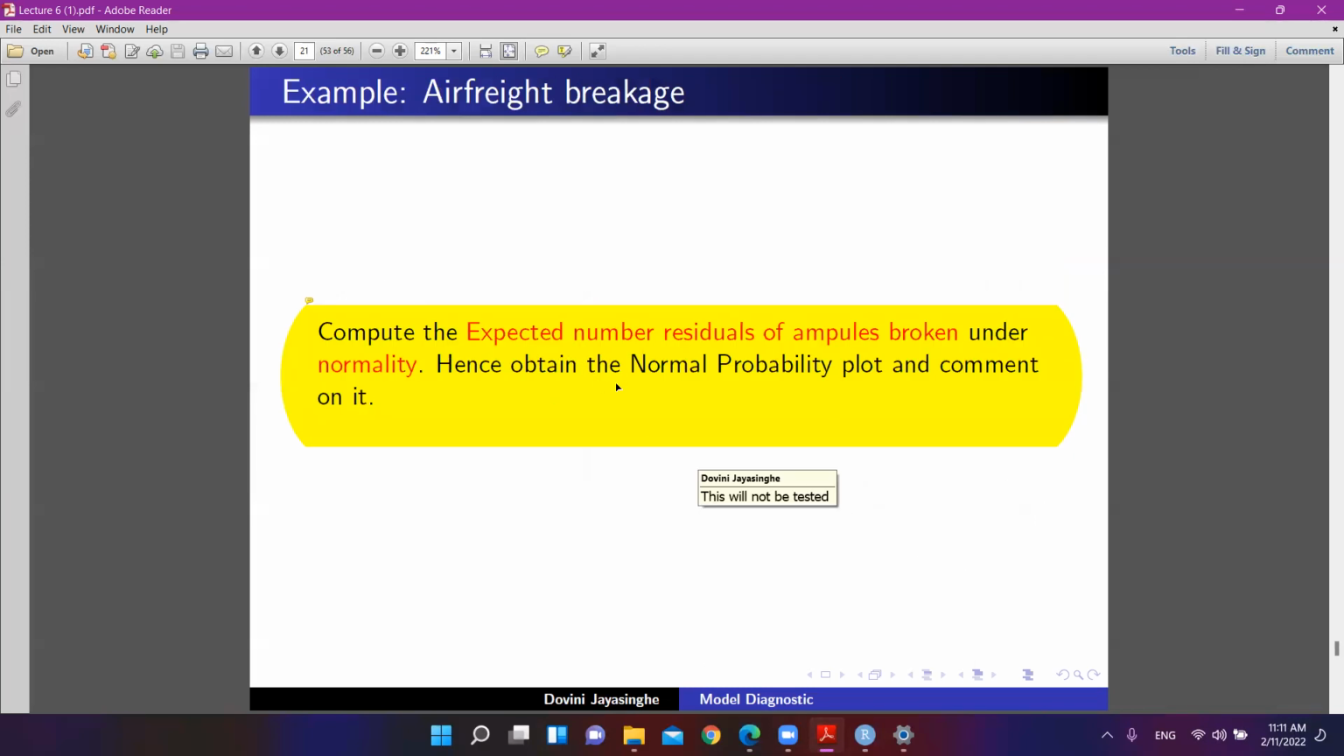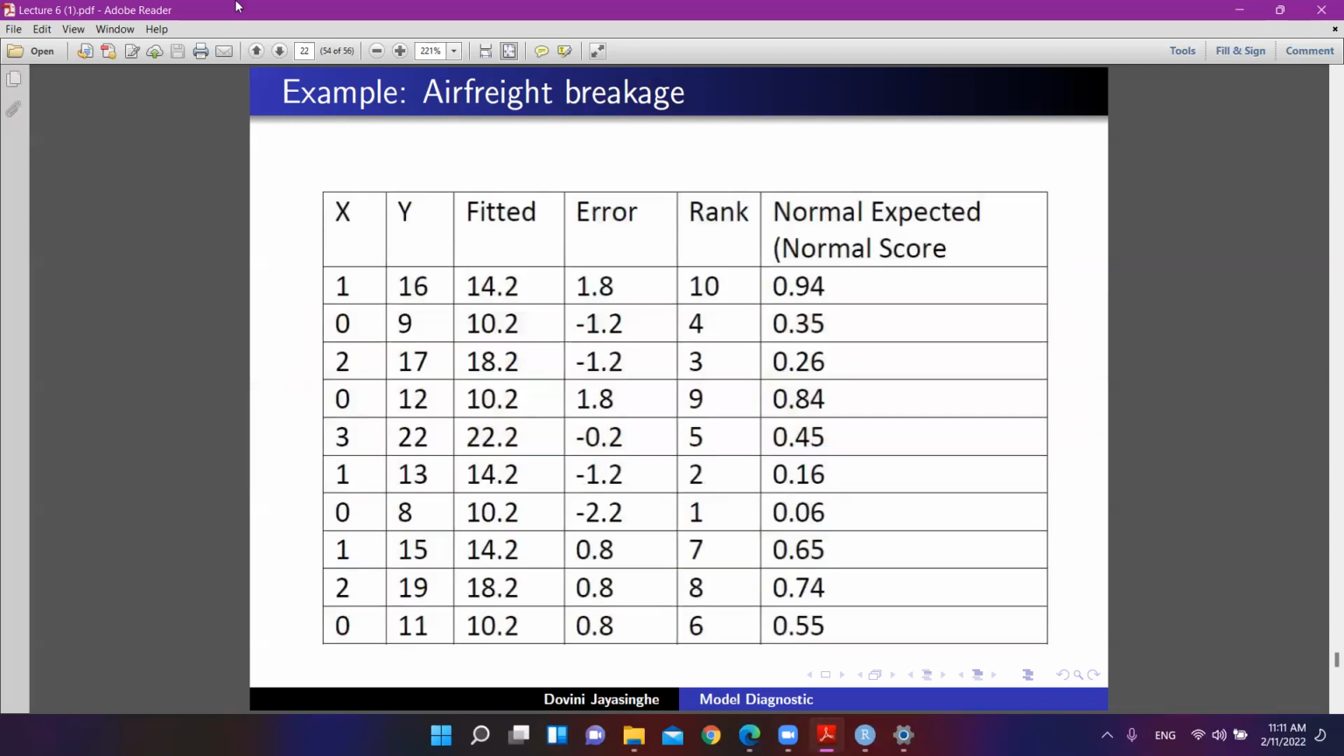So compute expected residuals of the ampules. So this is the air freight brake example, the same example that we were referring to all these days. Under normality, hence obtain the normal probability plot. So this is just for your knowledge. I put a comment here. This will not be tested. So you don't have to know how to do this, right? This will not be tested. I'll just show you what this is, right?